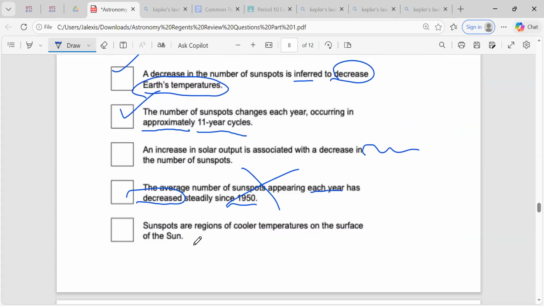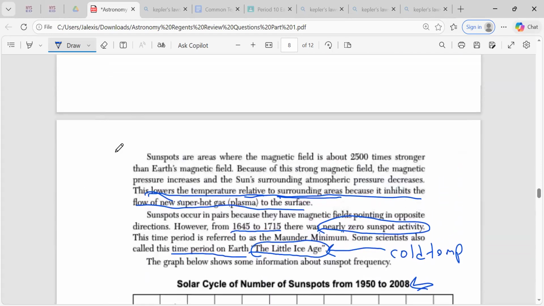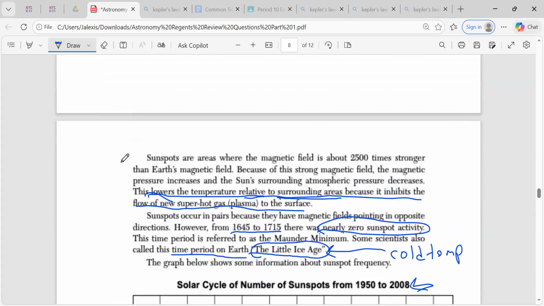Now, this last one. Sunspots are regions of cooler temperatures on the surface of the sun. Does the reading tell me anything about cooler temperatures on the sun, referring to hotspots? Well, I underlined quite a statement about temperatures. It tells me sunspots are areas where the magnetic field is about 2,500 times stronger than Earth's magnetic field, right? Because of this strong magnetic field, the magnetic pressure increases and the surrounding atmospheric pressure of the sun decreases.